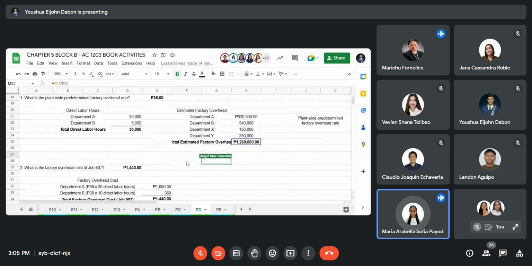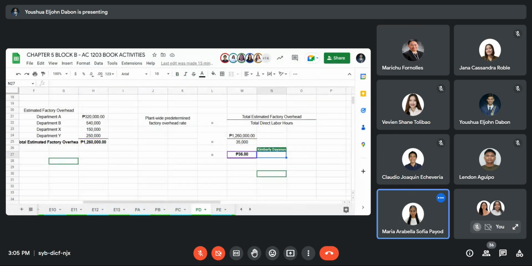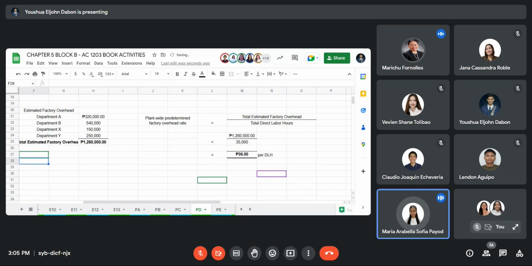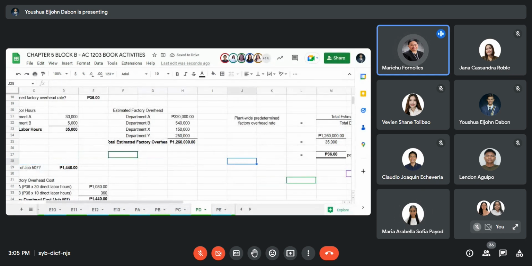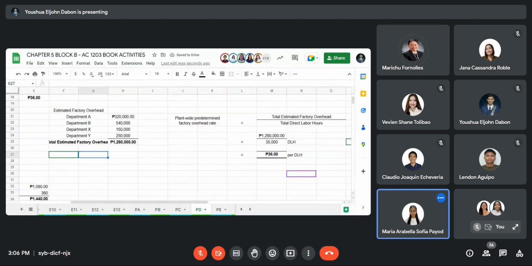Now, for number two, that's 36 pesos per hour, what hour? Machine hour? Per direct labor hour, so you have to specify DLH. Next, for the divisor, kindly indicate 35,000 DLH. Okay, thank you.